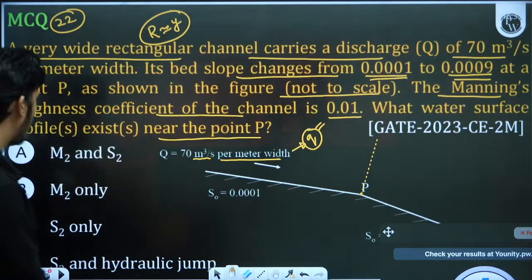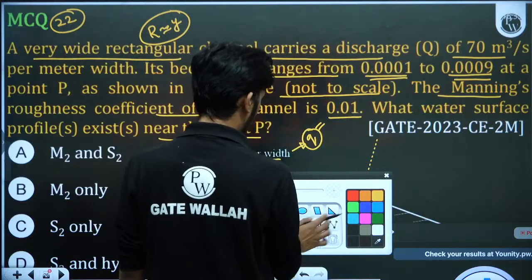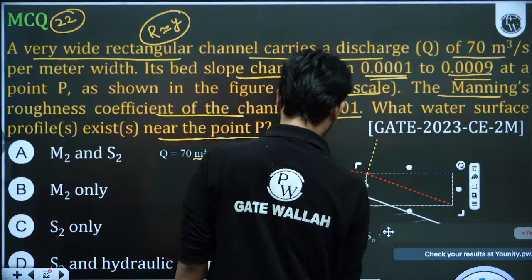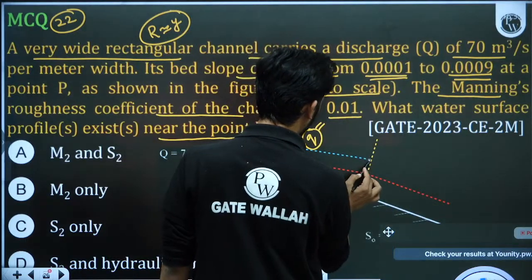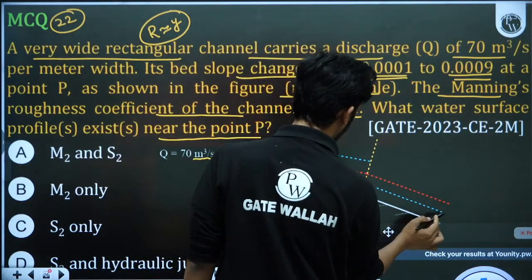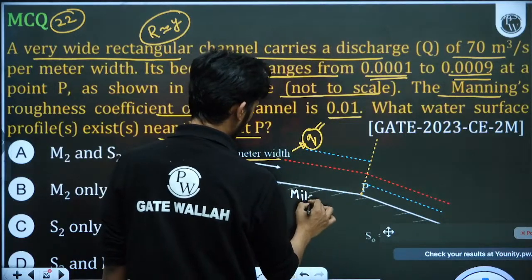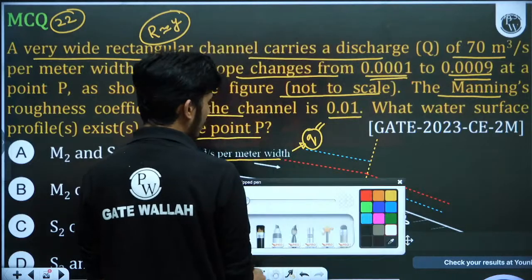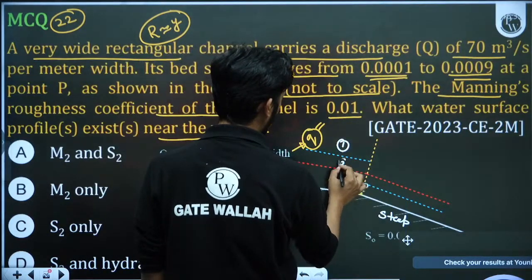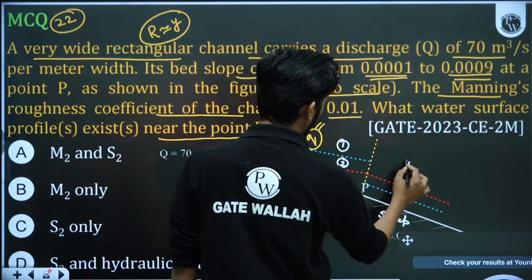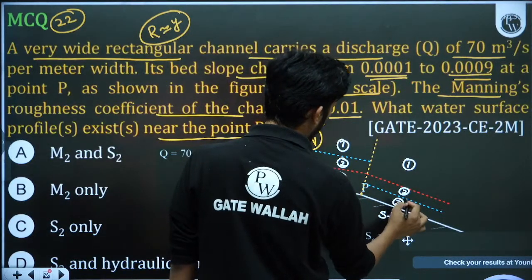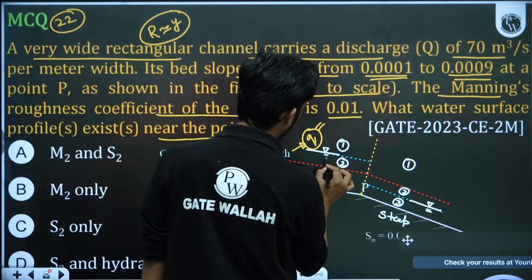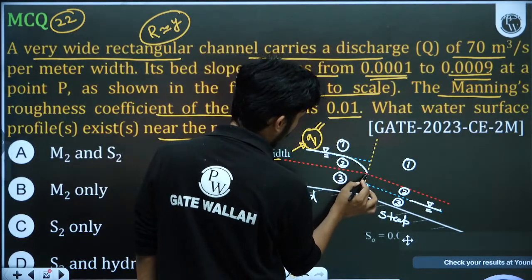Okay, so let's make the lines first. This is your CDL. This is again your CDL. This is your normal depth line in mild, and this is your normal depth line in steep. This slope is mild, this slope is steep. Now let's see what is the profile. This is 1, 2, 3, and this is 1, 2, 3. So always remember the flow will go to the NDL, and then the flow will also start from NDL. NDL to NDL the flow will go. So first it will drop like this, and then it will again drop like this.